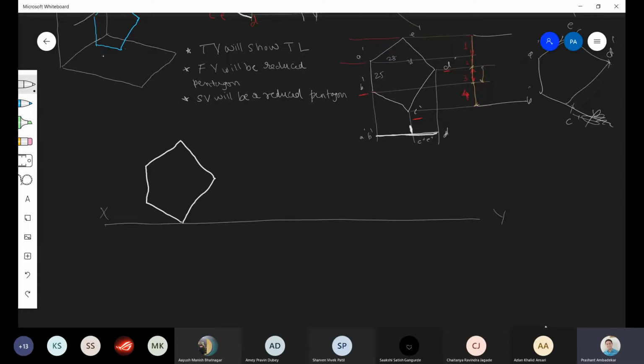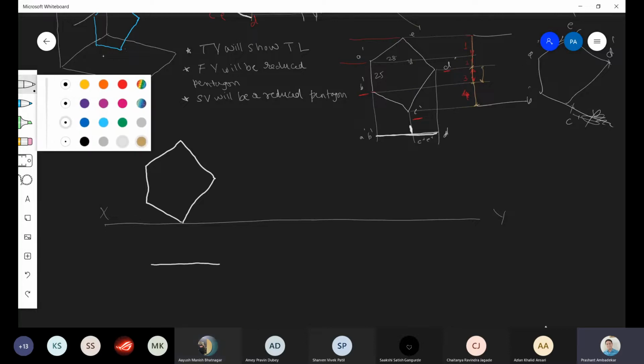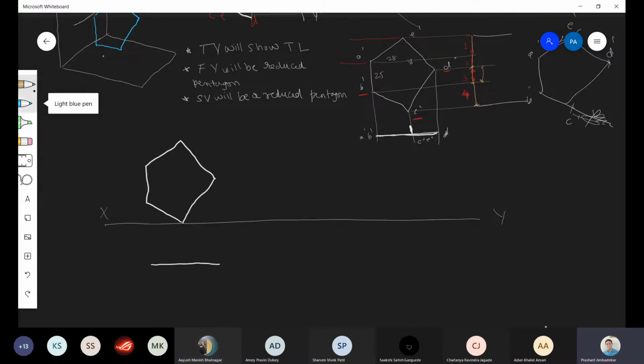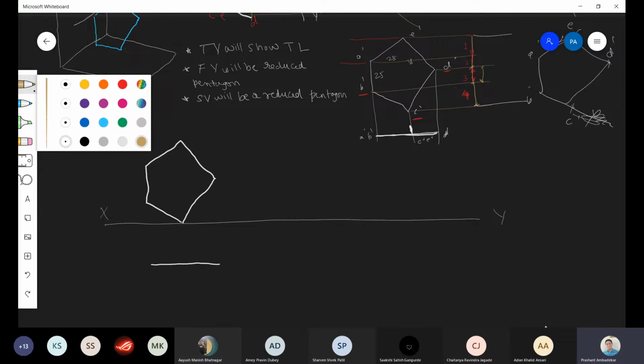And when we project it in the top view, sir. Yes. Sir, could you teach once again, sir, how to draw that pentagon, please? Yes, yes, I will repeat it. Let me complete this first, and then I will repeat.